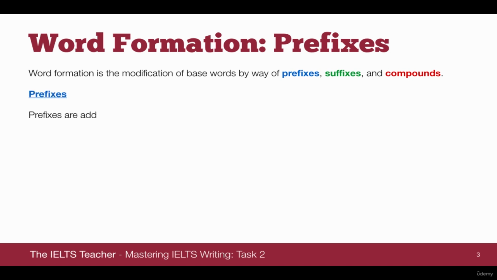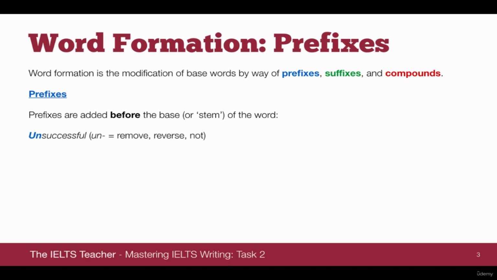And we're going to look at these things in turn, starting with prefixes. So prefixes, what are these? Prefixes are bits of language which are added before the base or stem of the word. You should recognize a couple of these examples here. Unsuccessful. Here, un represents remove, reverse, or not. Underperform. Under here means less than or beneath. Overestimate. So over here meaning too much. You've estimated too highly in this example.